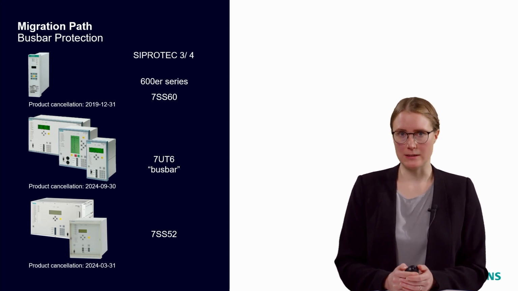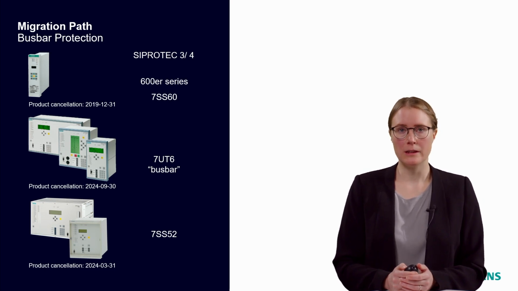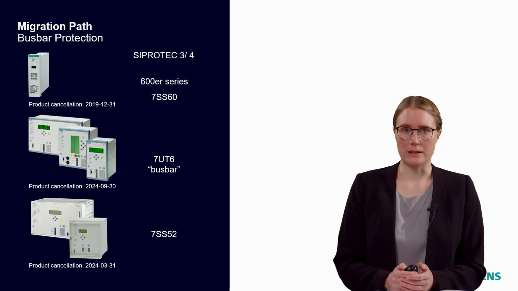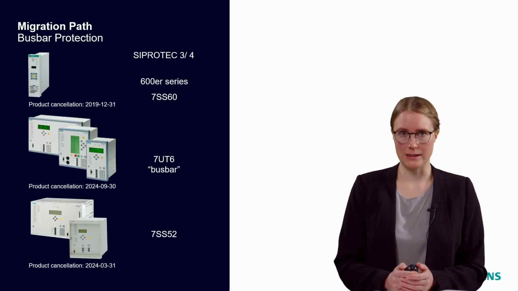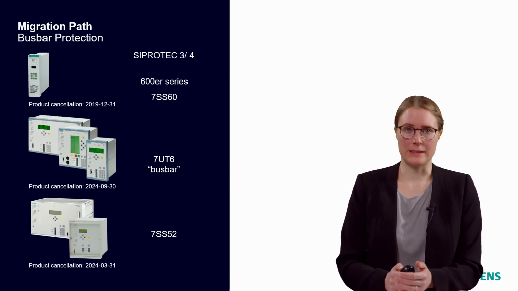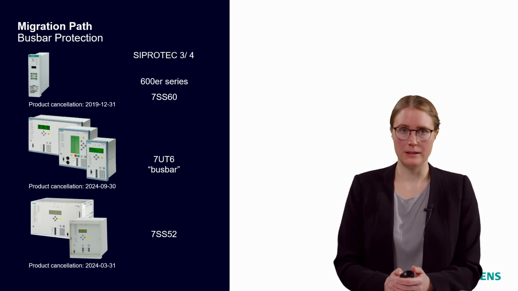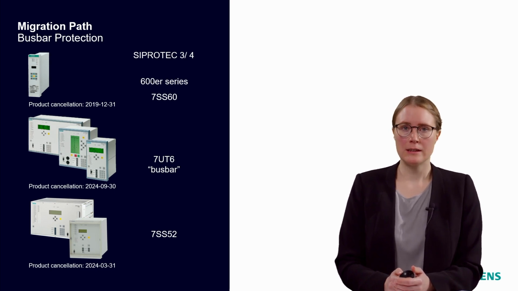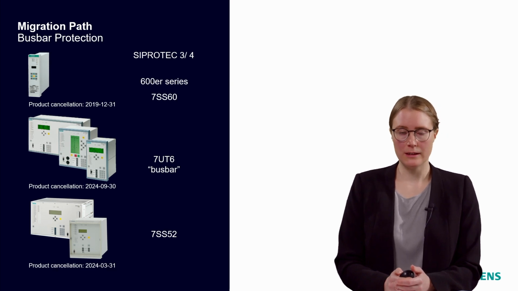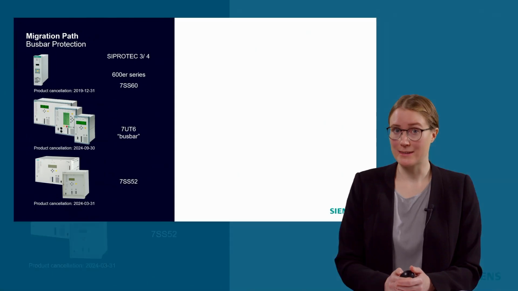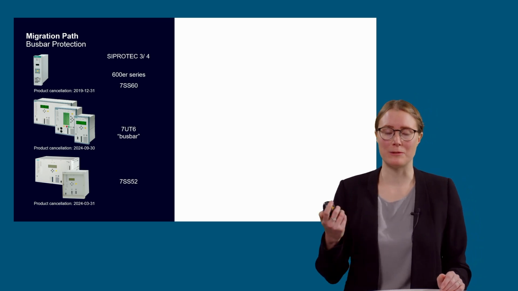All these devices are either already discontinued in the product portfolio or already announced for product cancellation. The 7SS60 was cancelled in December 2019. The 7UT6 is announced for product cancellation in September 2024, and the 7SS52 is announced for product cancellation in March 2024. So it's time to think about a new solution with ZProtect 5.